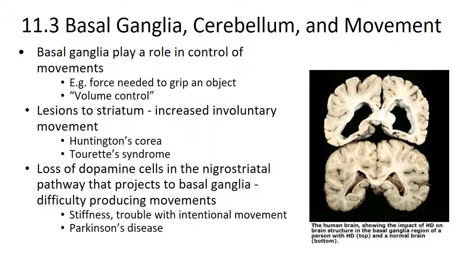Lesions to the striatum specifically increase involuntary movements. So for example, the striatum is damaged in Huntington's disease, and if you remember, Huntington's is characterized by this fluid involuntary movement called Huntington's chorea, or like Huntington's dance. As well, Tourette syndrome is associated with damage to the striatum.